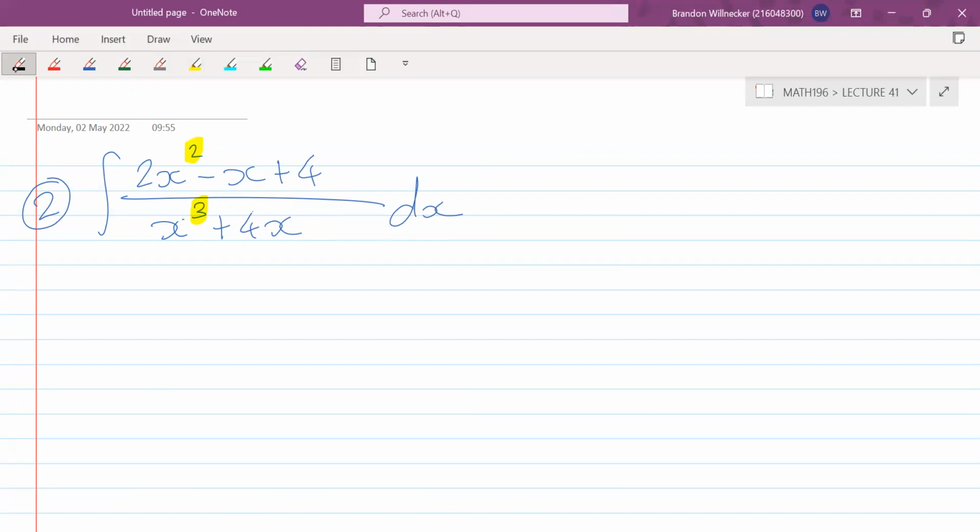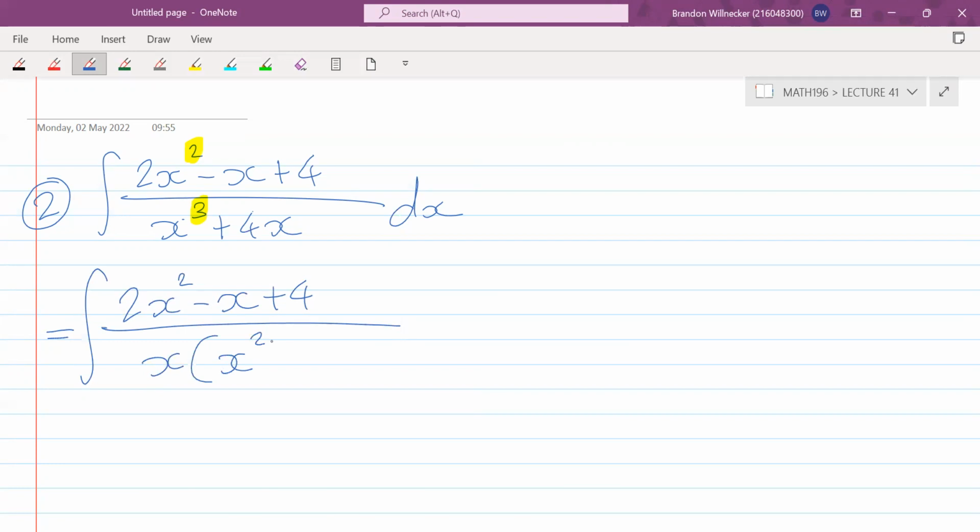Okay, so we can go right into step 1, which is splitting them up. So we have the integral of 2x squared minus x plus 4. We need to factorize the denominator so we know how to split things up. In this case, we can just take out an x, and we're left with x squared plus 4, dx. Okay, so this gives us our 2 factors for the denominator.